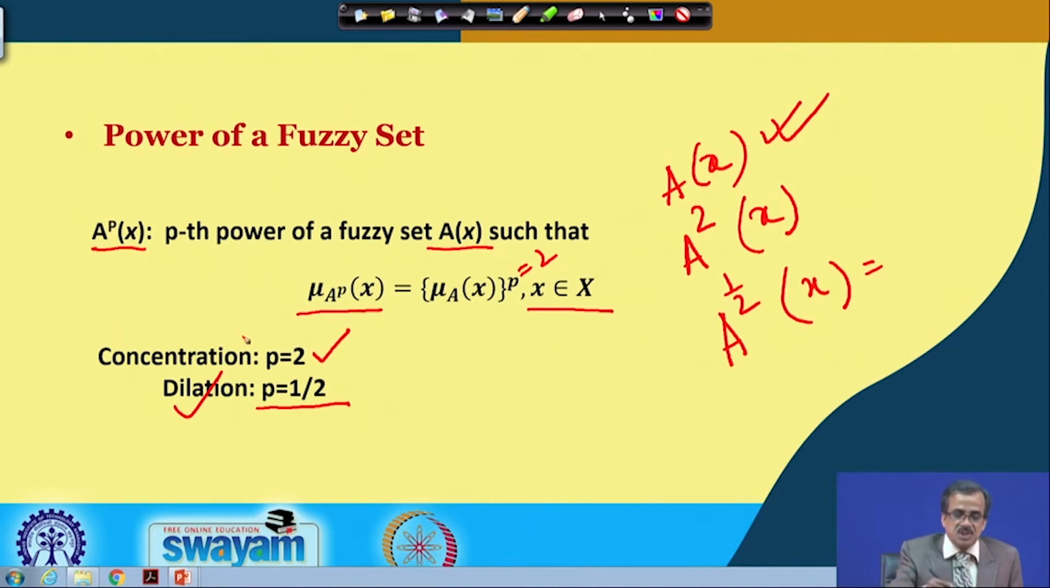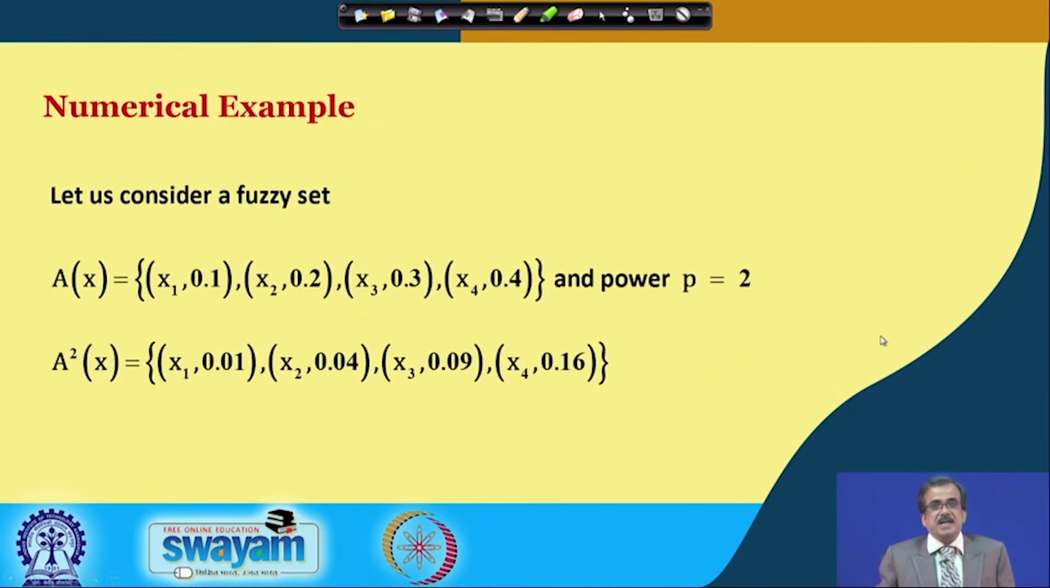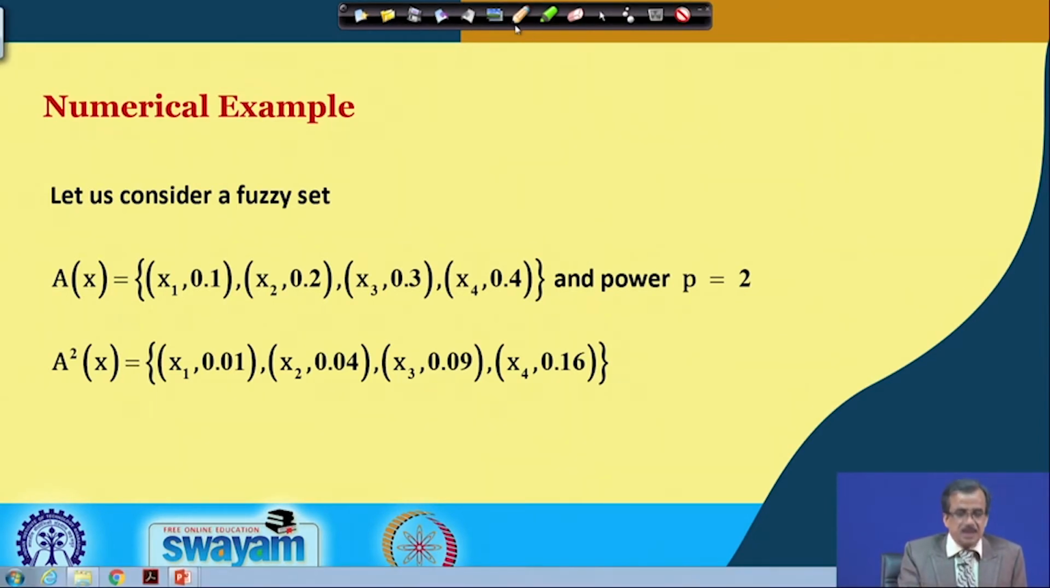Now, I am just going to consider a numerical example to show how it works, and after that I will try to find out the physical significance of this concept of power of a fuzzy set. Let us consider the same discrete fuzzy set denoted by A(x) equal to {(x1, 0.1), (x2, 0.2), (x3, 0.3), (x4, 0.4)}, and let me consider the power equal to 2. So, this is nothing but the concentration of a fuzzy set.